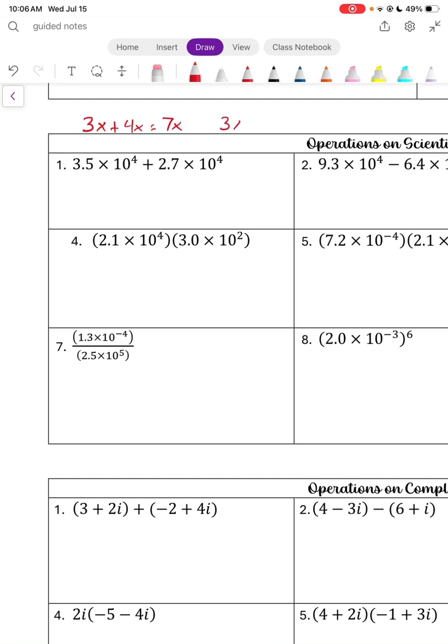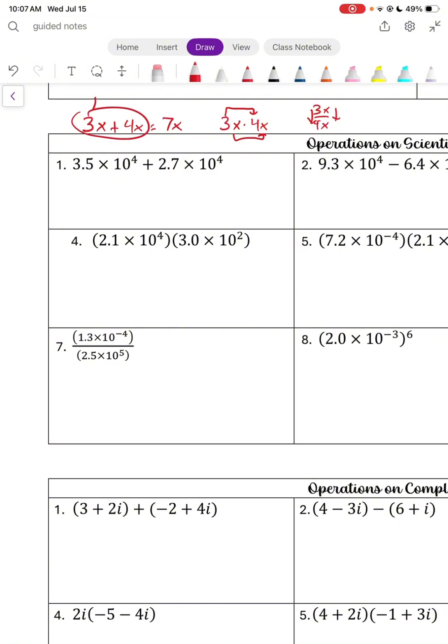You can multiply anything. You can divide anything. The way you multiply and divide is you multiply the parts that are alike, and when you divide, you do the exact same thing. So this problem is just like this problem. You can add and subtract when things are alike.